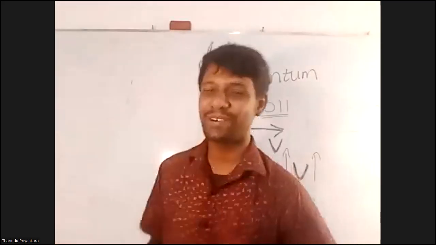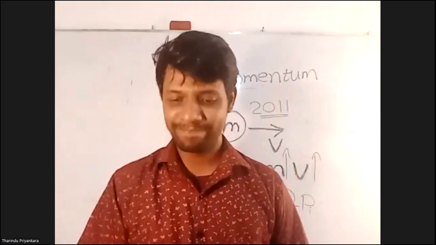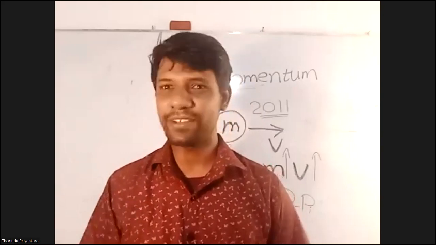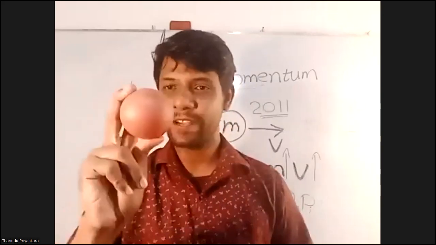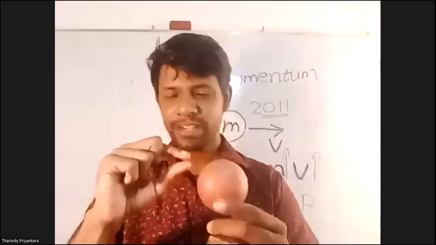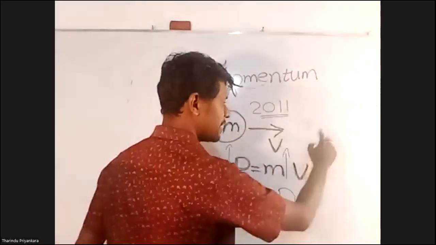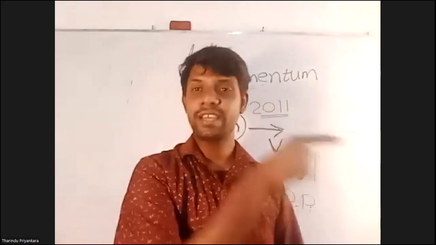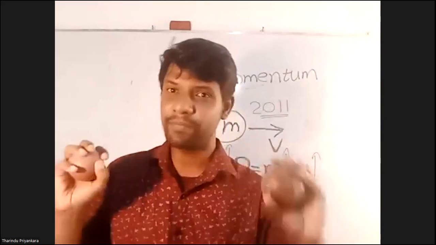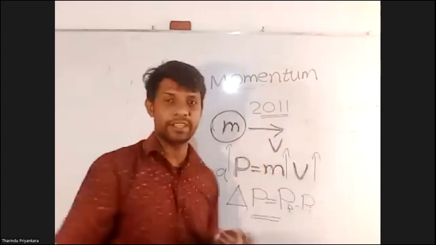I have many balls at home and I used to be a cricketer. I have more than 20 to 30 cricket balls and baseballs and everything. So this one is very light. A bullet is as light as this one, but traveling with a really high velocity, it has the capacity to demolish anything confronting it. Can you understand the momentum factor? Momentum can be changed by mass or the velocity.